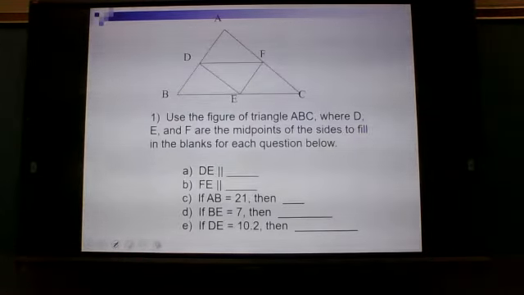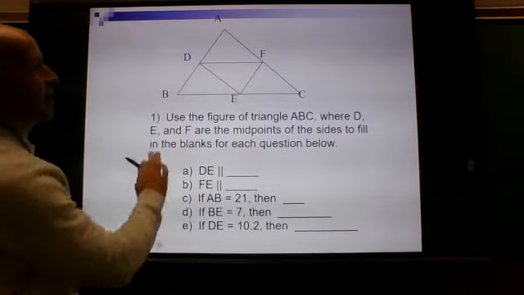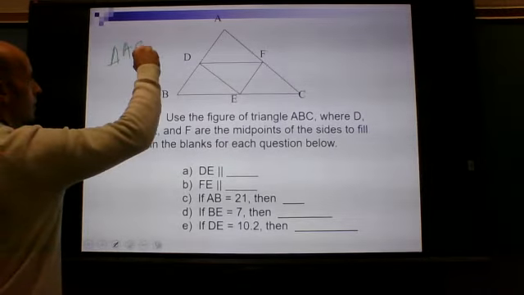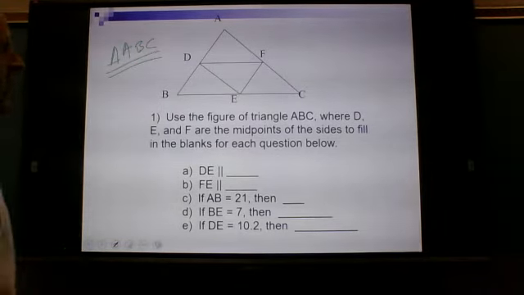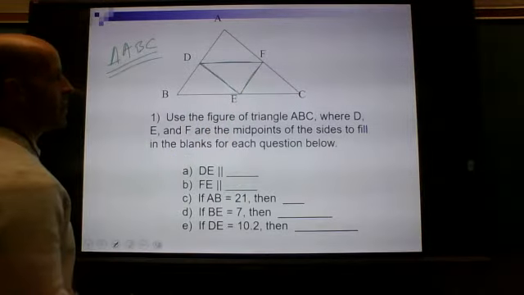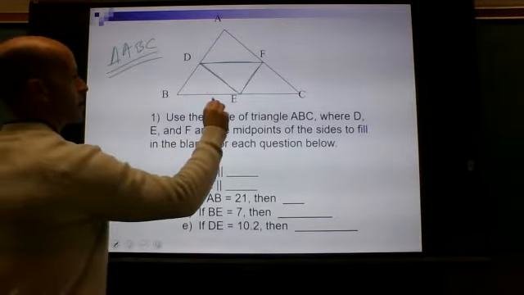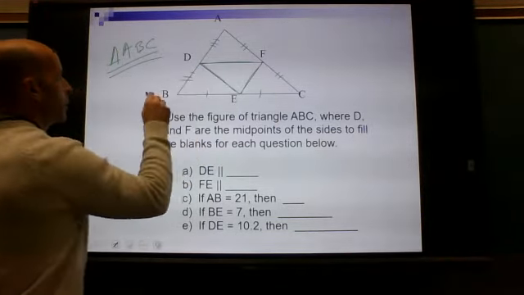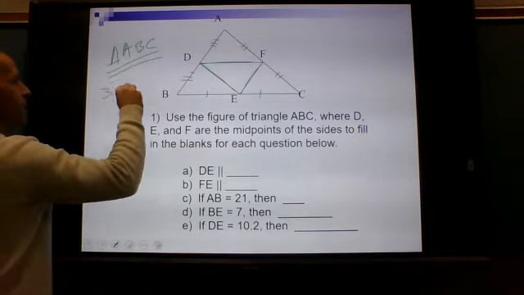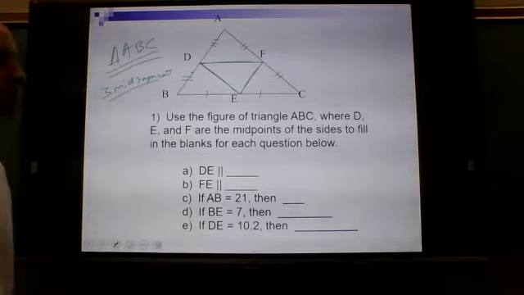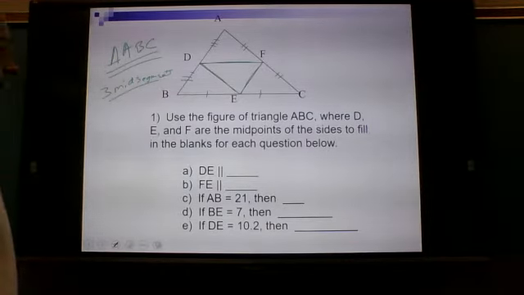So let's go ahead and look at an example. In this example, look at triangle ABC, and notice that I've drawn all 3 of these mid-segments. So this is congruent to this, is congruent to this, and this is congruent to this. In other words, I have all 3 mid-segments. So now we're supposed to fill in these blanks.